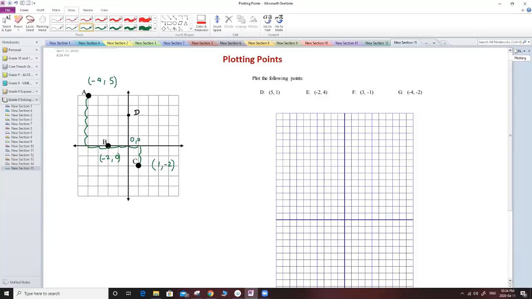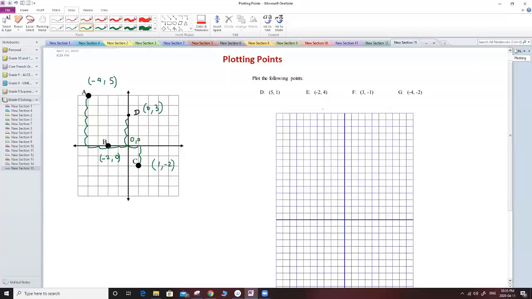Regarding point D, when we start, how far is it from (0, 0) on the x-axis? It's not going to the right, it's not going to the left, it's on the y-axis. Right away, that means it's 0. But going up 3 steps, that means positive 3. And this is how we can read the coordinates of points A, B, C, and D.